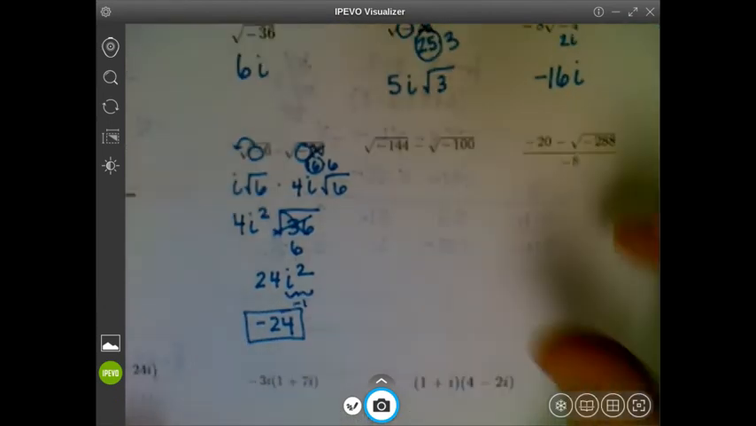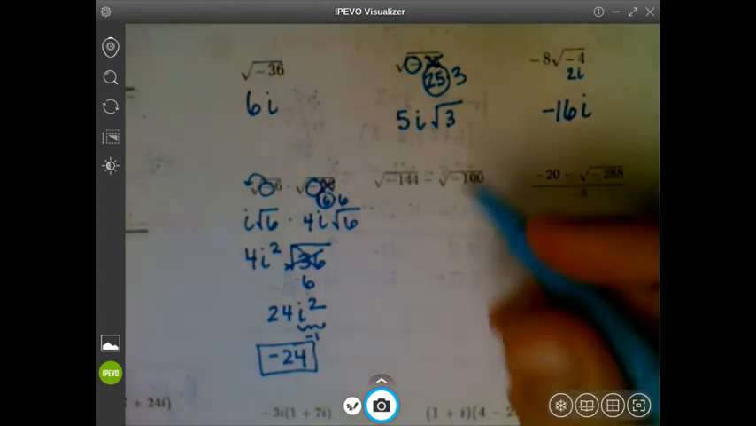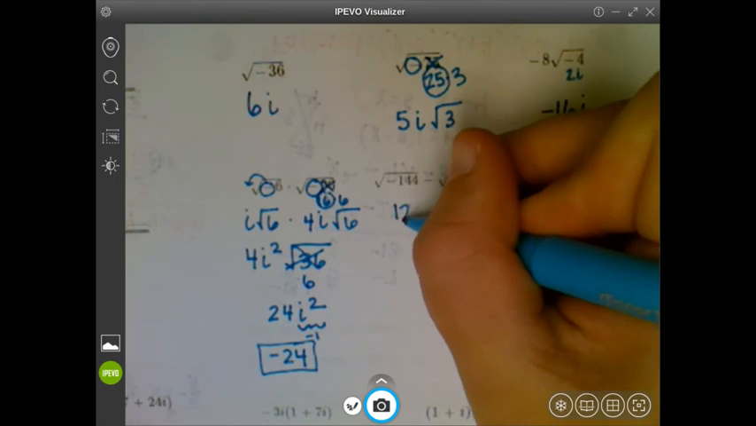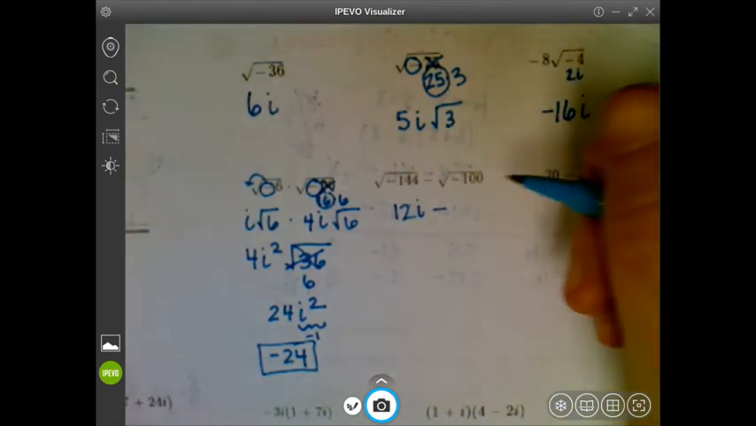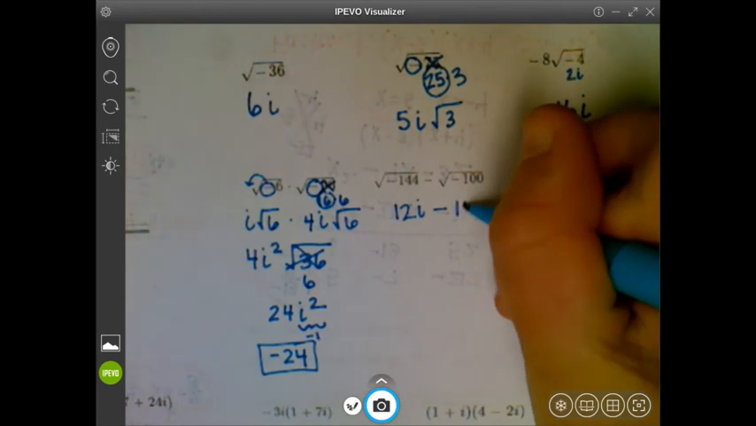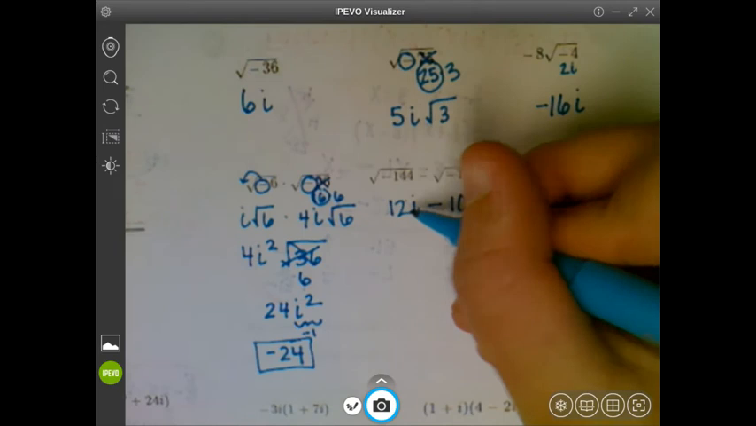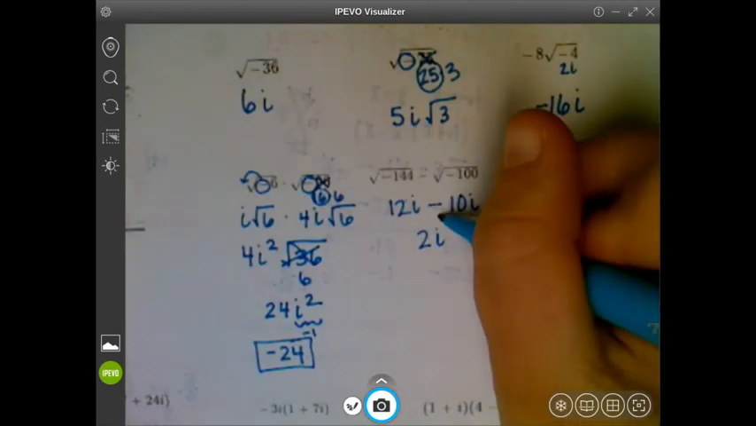All right. Next one is a subtraction sign. So we're going to simplify each one separately and then go ahead and subtract. The square root of -144, that's 12, and because it's a negative, it'll have an i. Minus the square root of -100, that's 10, and because of the negative, that will have an i. And 12i minus 10i, we just combine like terms. That's 2i.